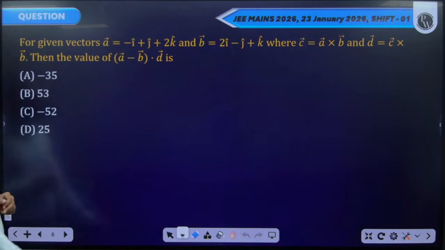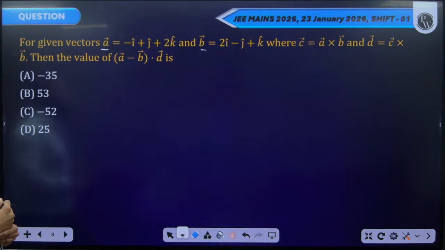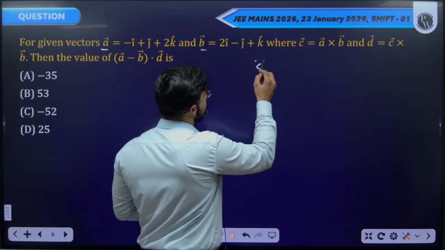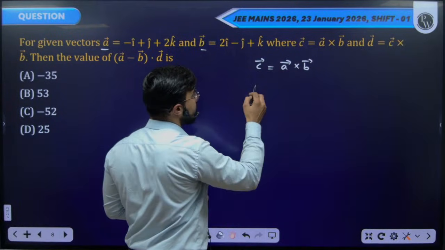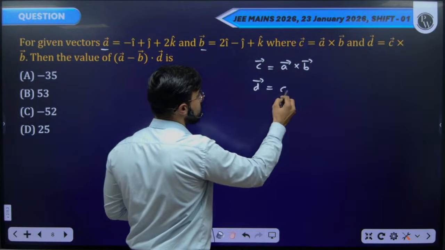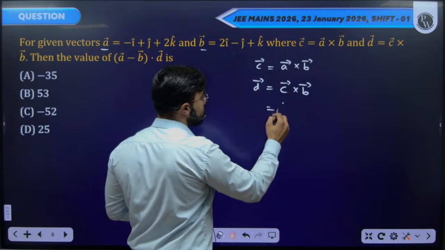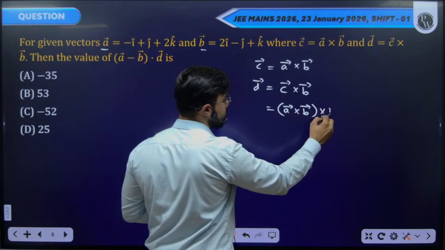See, we have given two vectors A and B, right? Now C is A cross B and D vector is C cross B. Now you can use the property, or you can directly find first C, then find D. D is nothing but C cross B. So you can use C here. So this is A cross B cross B.